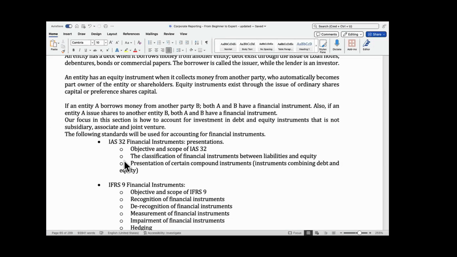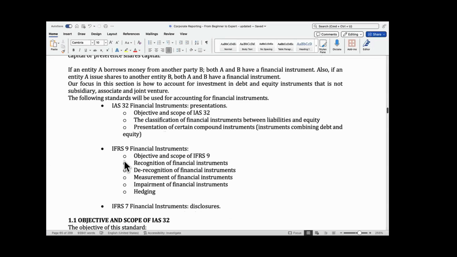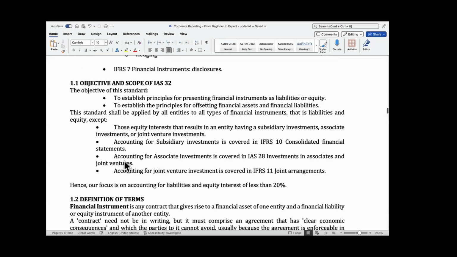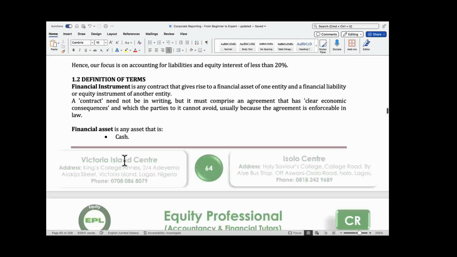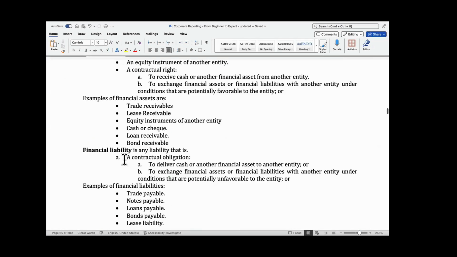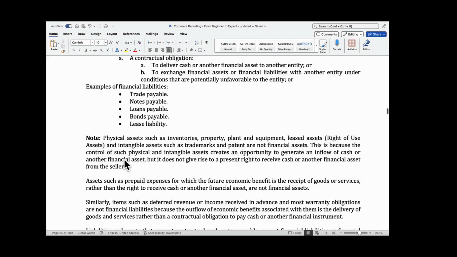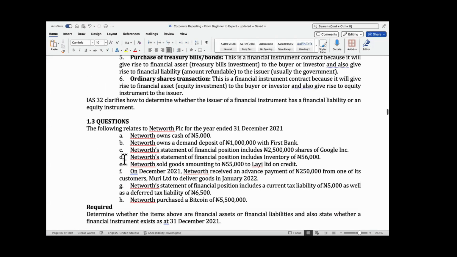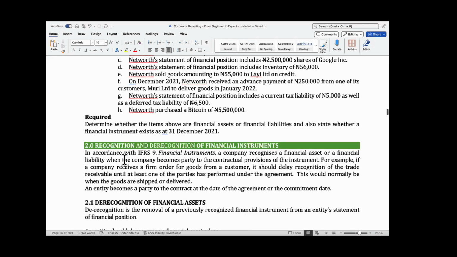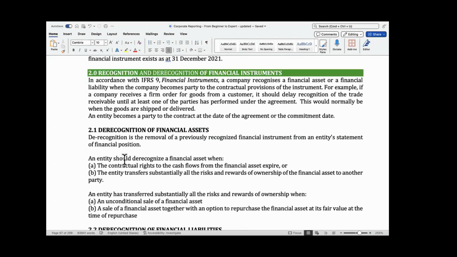So we looked at the definition, and you saw that there has to be a contract that gives rise to a financial asset, financial liability or equity instrument of another entity. We have explained what a financial asset is, what a financial liability is, and what an equity instrument is. We have looked at scenarios to understand that, and we have also looked at recognition of financial instruments.